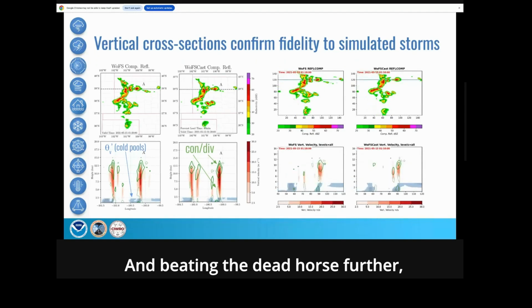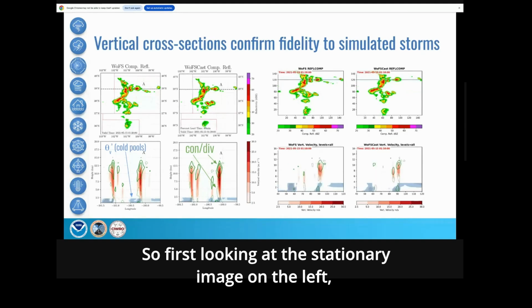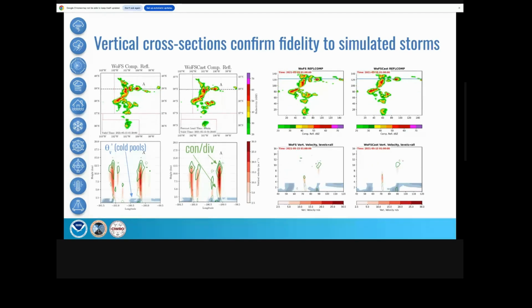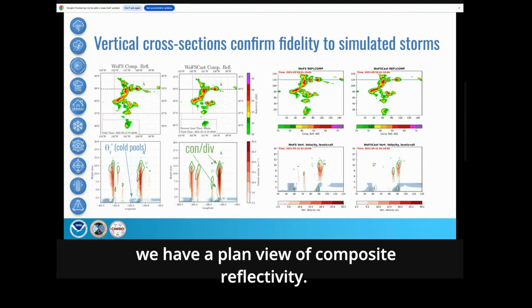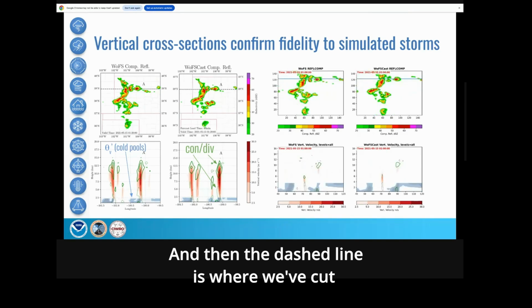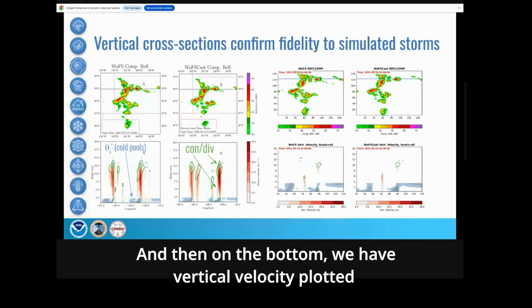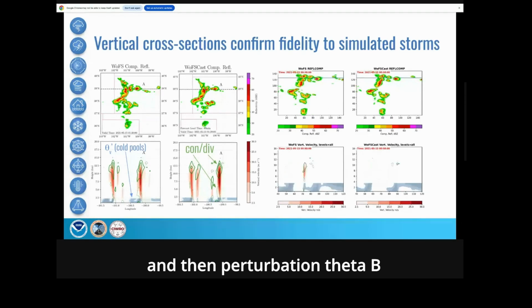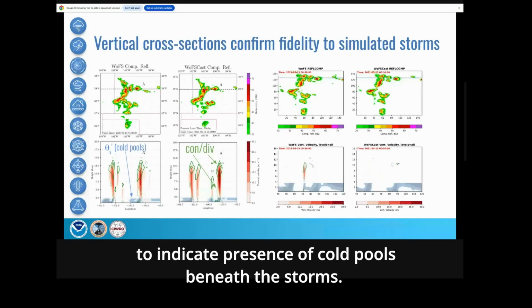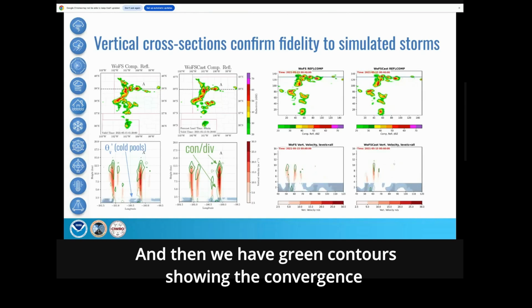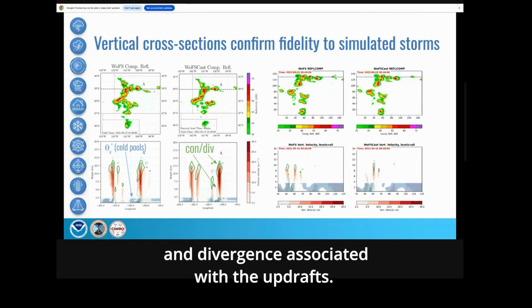And beating the dead horse further, we can look at vertical cross sections. So first, looking at the stationary image on the left, we have a plan view of composite reflectivity, and then the dashed line is where we've cut a vertical cross section across. And then on the bottom, we have vertical velocity plotted, and then perturbation theta V to indicate presence of cold pools beneath the storms. And then we have green contours showing the convergence and divergence associated with the updrafts.